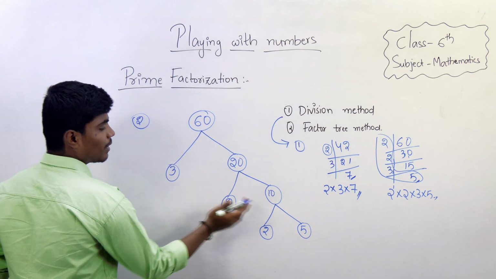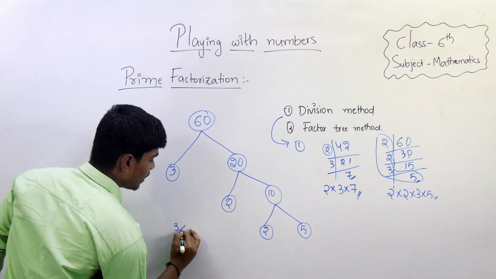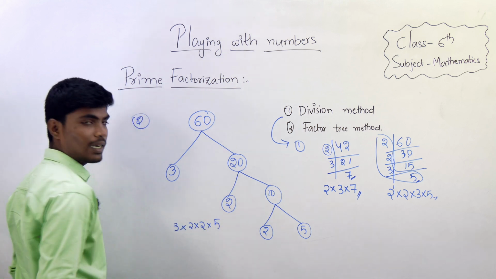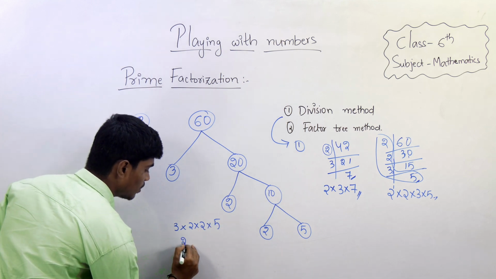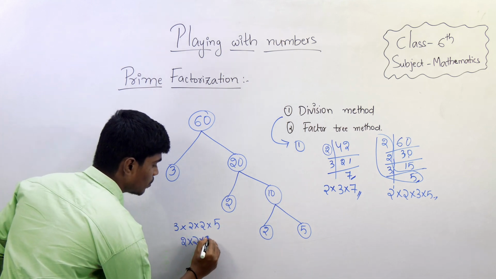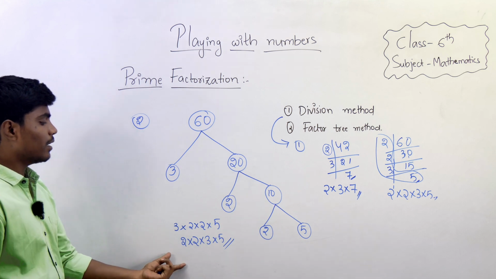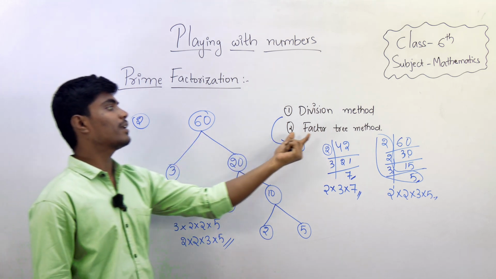So what is the prime factorization? 3 into 2 into 2 into 5. Let's write it in ascending order: 2 into 2 into 3 into 5. This is the prime factorization of 60 using the factor tree method.